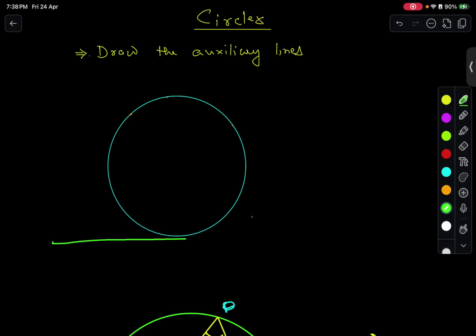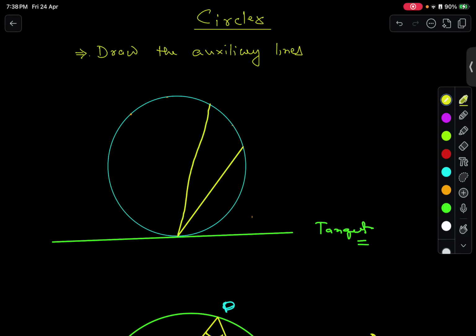If a line is coming from outside and touching the circle, this is called a tangent. This is called the tangent line. With the tangent line, if I'm making a triangle, this is very important. We can prove this.